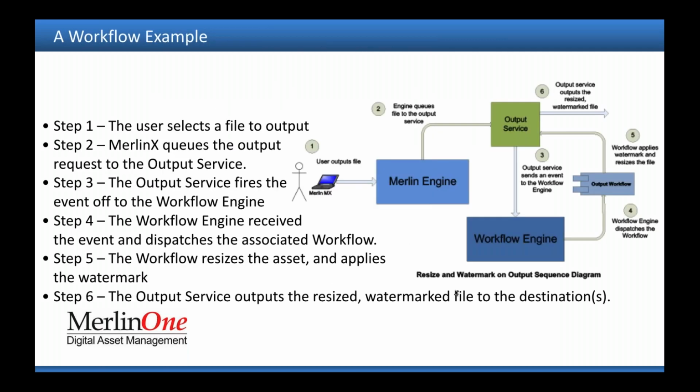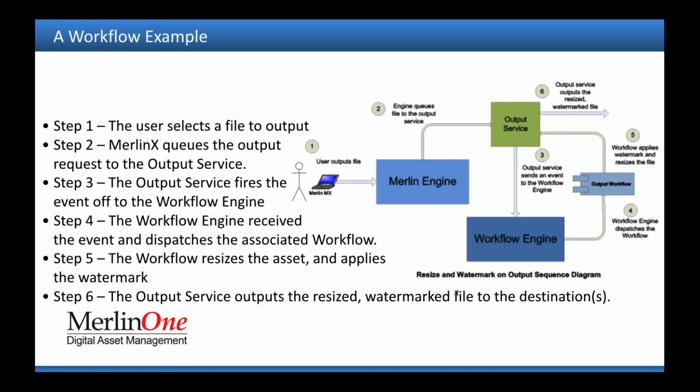So here's kind of an example of a workflow spelled out in a graph form, and you can see that's me on the left-hand side, and I've lost some weight, so that's my stick figure. And the user would basically select a file to output, and Merlin queues the output request to the output service, which is what handles outputs in Merlin these days. And that output service says, oh, I need to send an event off to the workflow engine. And so it does that.